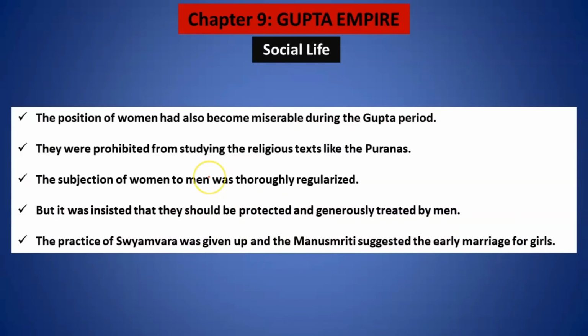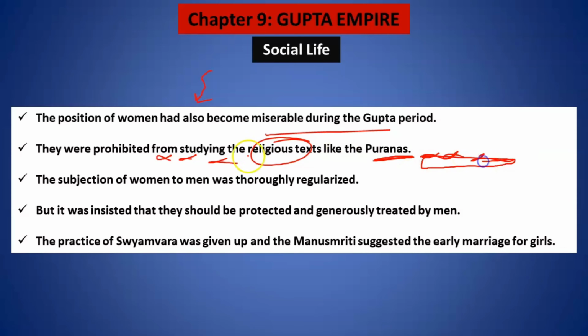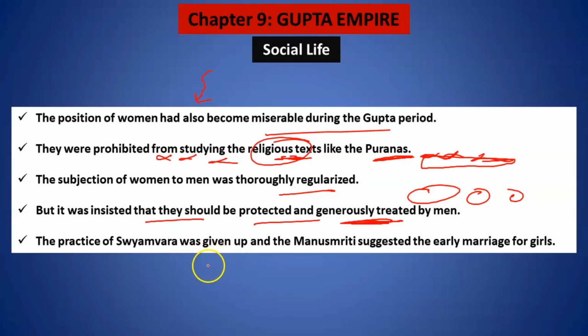Okay. Now, the women's position also started declining during the Gupta Empire, and it became miserable. And they were even prohibited from studying the religious texts also, and Purans जो थे ये लिखे गए थे Gupta period में. In that it is mentioned that women should not be allowed to read this religious text, and they were prohibited. And one more important thing over here was, though it was insisted that they should be protected and they should be treated well by men, in many books it is written, but then practically that was not happening.